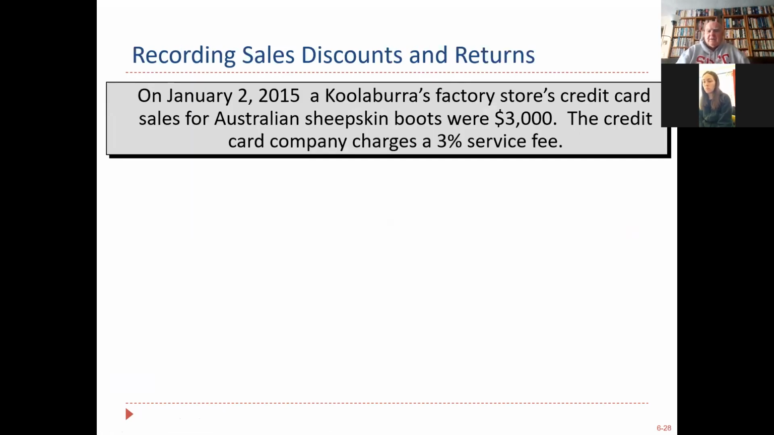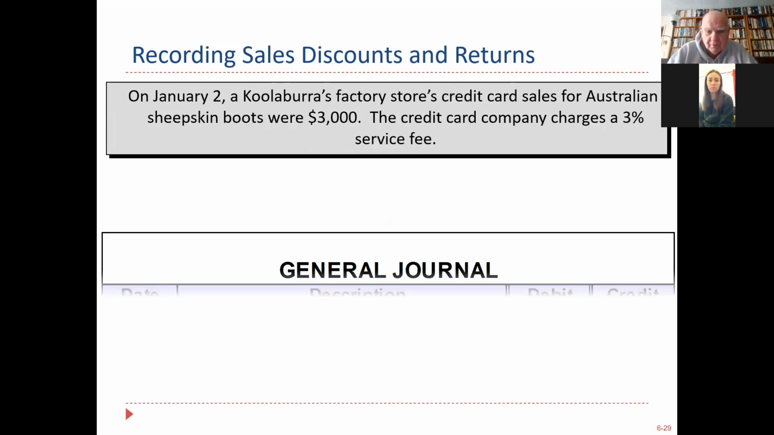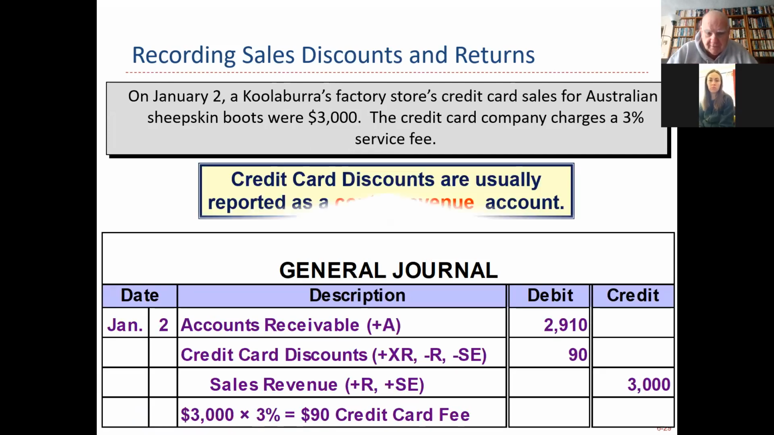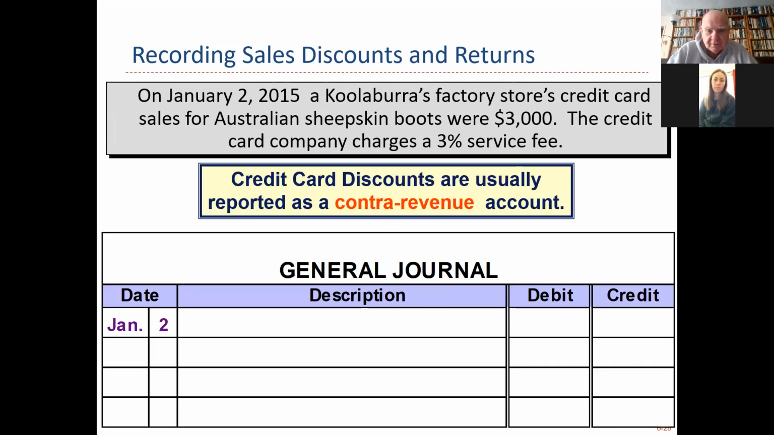Okay, I don't think we need to spend too much time on these sales discounts. I think this is pretty easy. Somebody went in, they bought boots for $3,000. They used a credit card. Well, the credit card charges the shoe store 3%. So when we record the sale, we record it. Well, they're skipping ahead here. They're skipping ahead. We record the sale for $3,000, right?